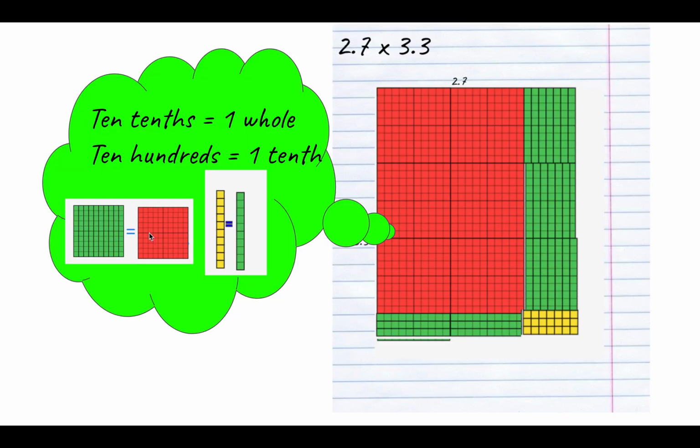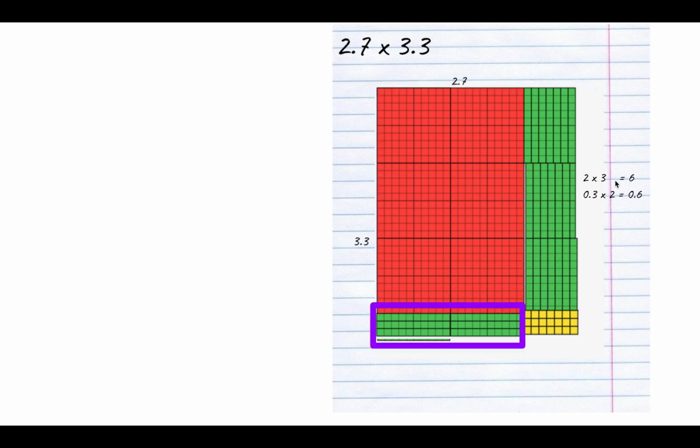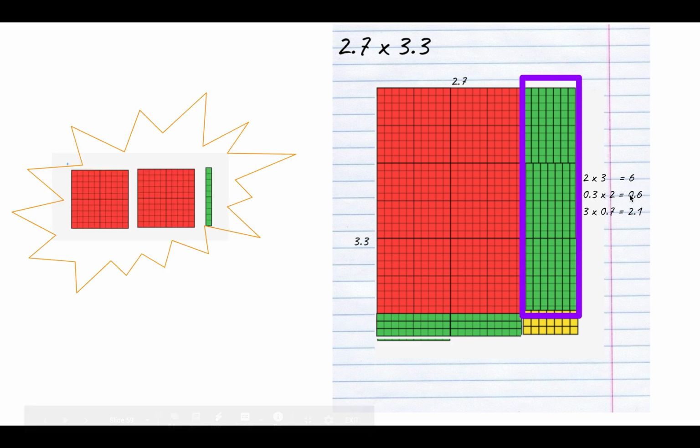To do this, I might have to remember that 10 tenths is equal to 1 whole. 10 hundredths is equal to 1 tenth. So you can trade out some blocks for a different larger block to help you count. So I'll do this part first. I know that it's 2 times 3, so that's 6 whole blocks. Then I'll do this part. It's 3 tenths times 2, that's 6 tenths.